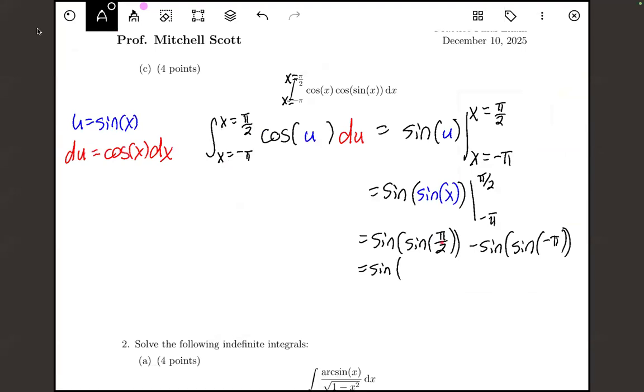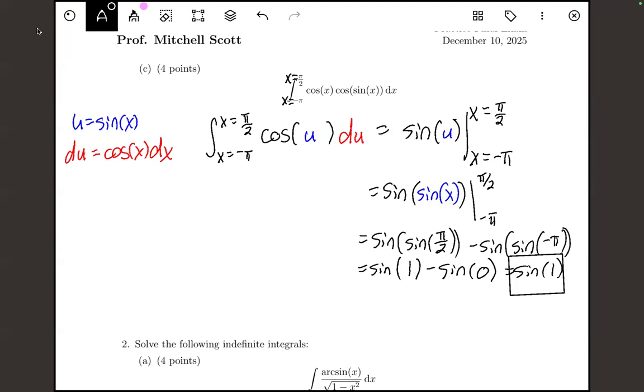Right, so we know that sine of pi over 2, well, that's exactly equal to 1. So we have sine of 1 minus sine of minus pi. Minus pi, as we talked about before, we know that that's 0. So we end up with sine of 0. And then sine of 1, I don't know what that is, so I'm going to keep it as such. And then minus sine of 0, I know what that is. In fact, that's 0. So our final answer is actually going to be this sine of 1.